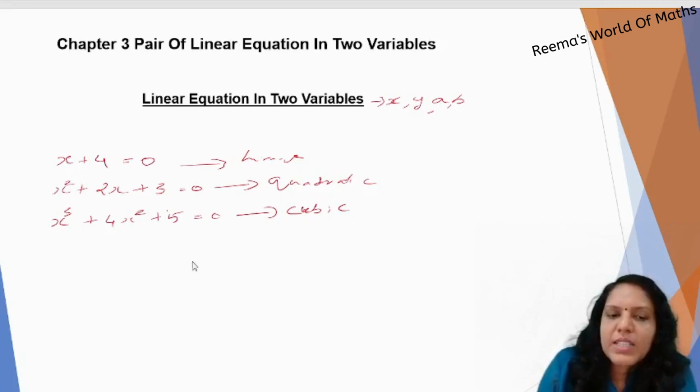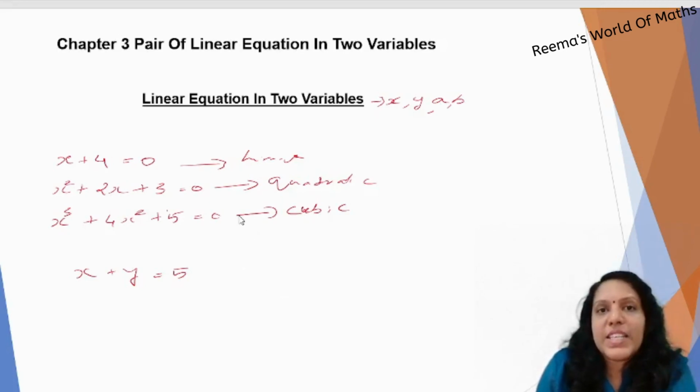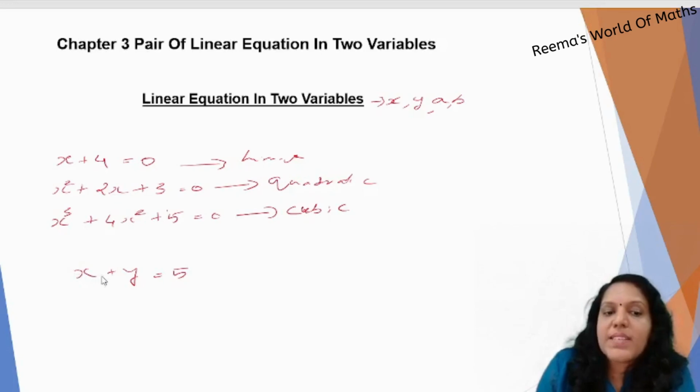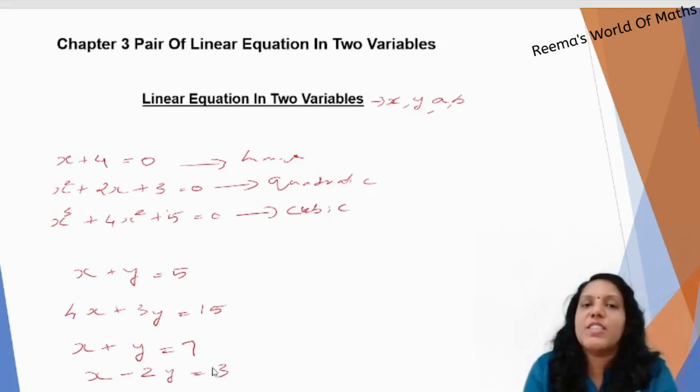Let's see another type of equation, like x plus y equal to 5. This has two different variables, x and y. These are called equations in two variables. We call it a linear equation since the highest power of x and y is 1. Another example is 4x plus 3y equal to 15, x plus y equal to 7, and x minus 2y equal to 3. These are all linear equations in two variables.